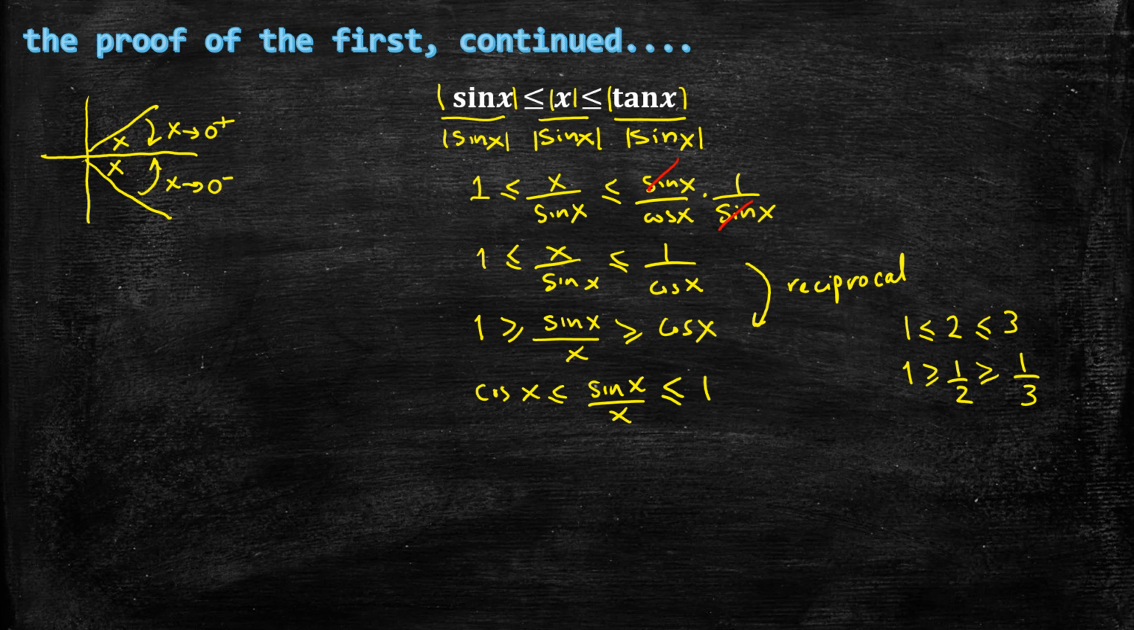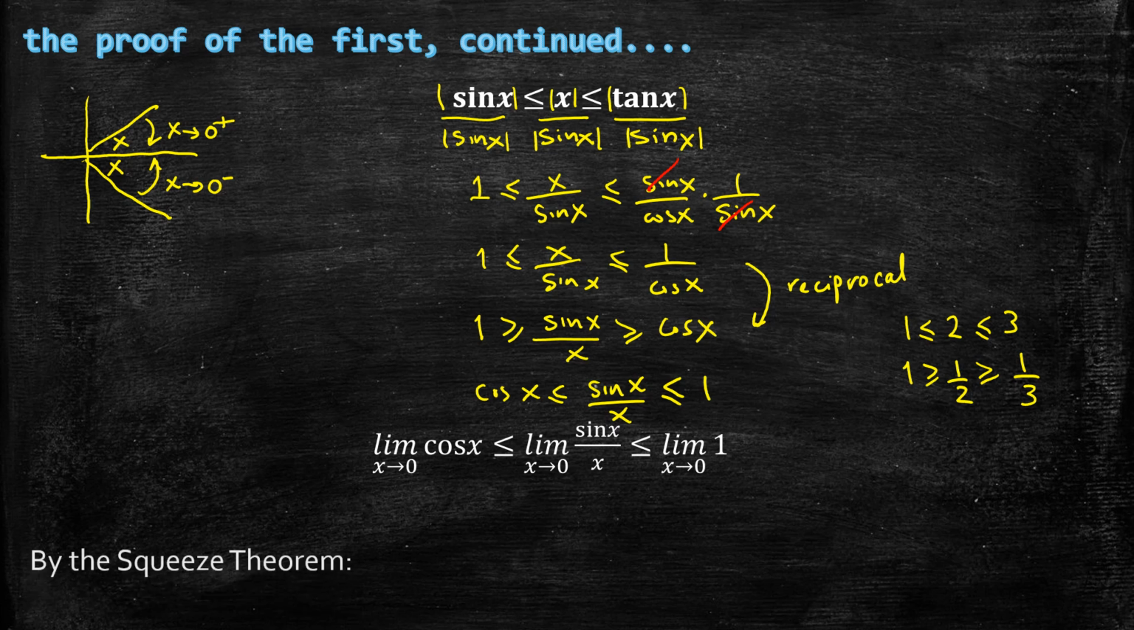And so it would be true, if that holds true for any value of x, then this must hold true: the limit as x approaches any value, in particular 0 here, the limit of sine x over x as x approaches 0 must be hemmed in between the two other limits. And it turns out that this is where the squeeze theorem comes into play.